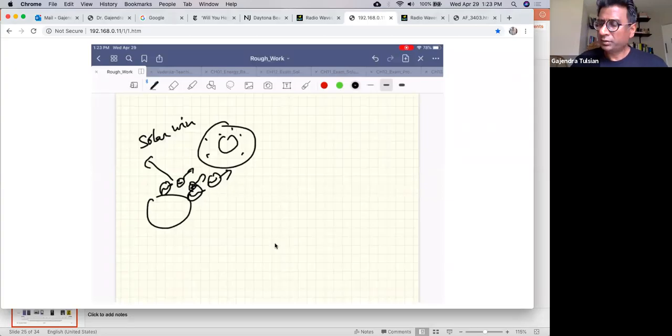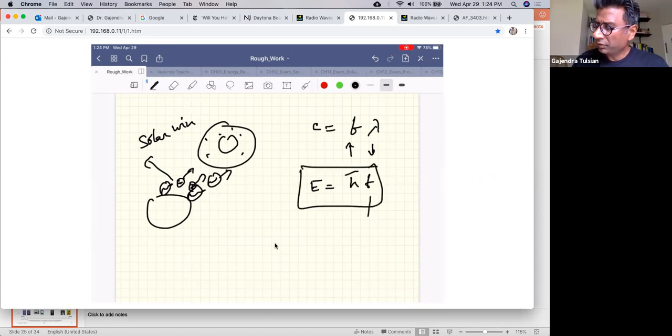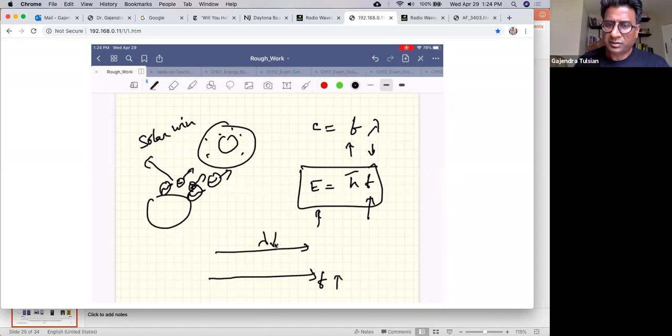See, the speed of light, c, is frequency times wavelength, and as frequency increases, wavelength decreases, okay? And the energy of a photon is Planck's constant times the frequency. So the higher the frequency, the greater the energy, okay? So what you see in the spectrum is it's arranged in the form of increasing frequency, increasing energy, and decreasing wavelength. So that's why it's arranged like that.